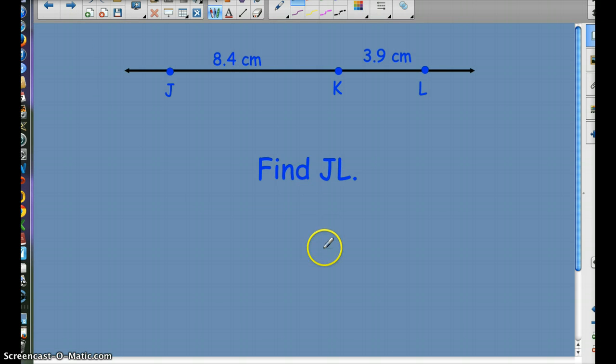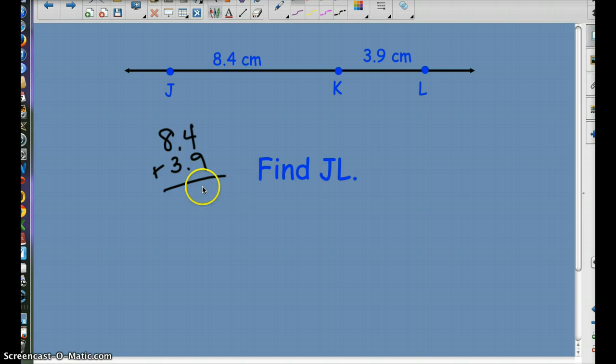So for example, if we have a couple of line segments and we want to find the total line segment here, we have 8.4 centimeters is JK and 3.9 centimeters is KL. So if we want to find JL, we're going to go ahead and add these together. So we have 8.4 plus 3.9. Go ahead and pause the video and complete this problem.